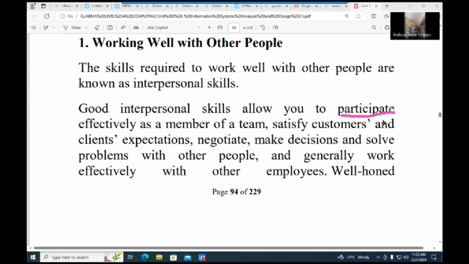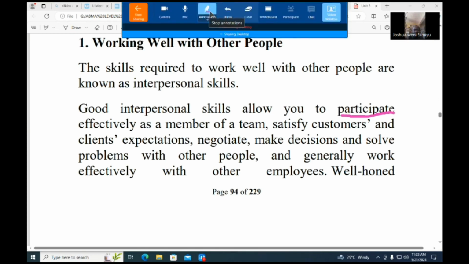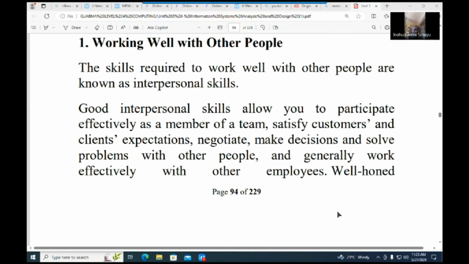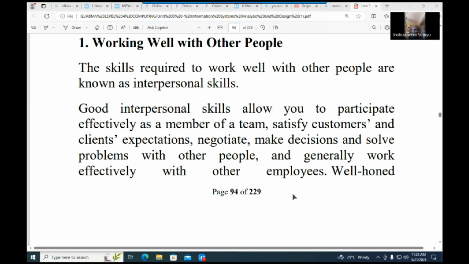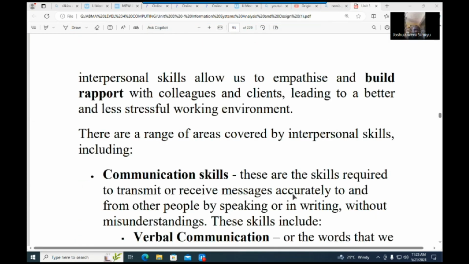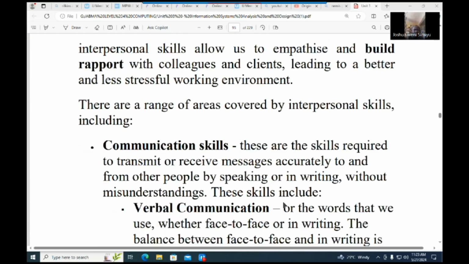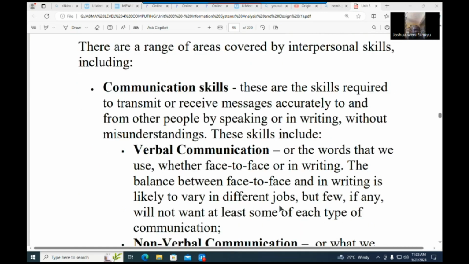The same skills are going to help you to do negotiations, to make decisions, and to solve problems together with other people. You sit with a group of people, you discuss, and you come up with a solution to a problem. They help you build rapport with colleagues and even clients at work, and that is going to give you an environment that is less stressful.